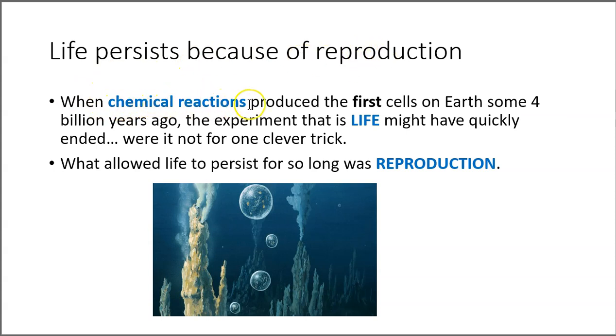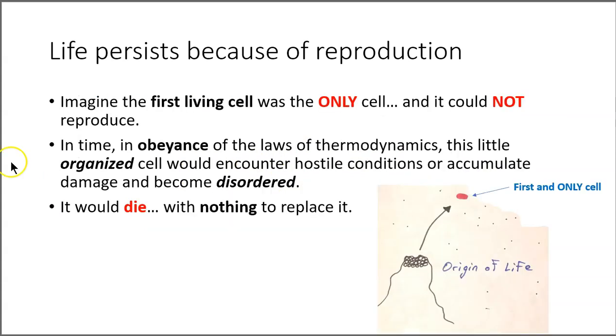When chemical reactions produced the first cells on Earth some 4 billion years ago, the experiment that is life might have quickly ended were it not for one clever trick. What allowed life to persist for so long was reproduction. Imagine the first living cell was the only cell, and it could not reproduce. In time, in obeyance of the laws of thermodynamics, this little organized cell would encounter hostile conditions or accumulate damage and become disordered. It would die with nothing to replace it.